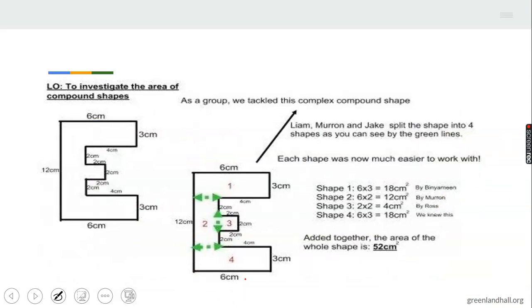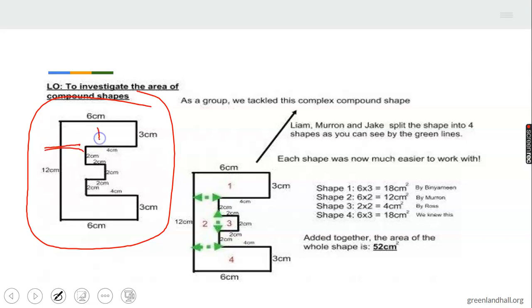This is another one. Now, this is the diagram. We have to calculate the area of this compound shape. Now, look at. By the time we cut them into 4. This is the first one. You cut along here. This is 2. This is 3. This is 4. 1, 2, 3, 4.